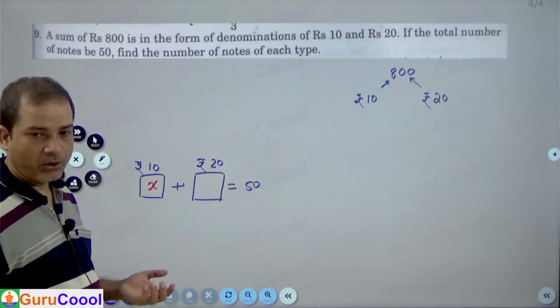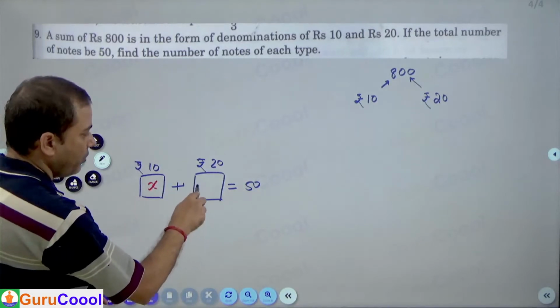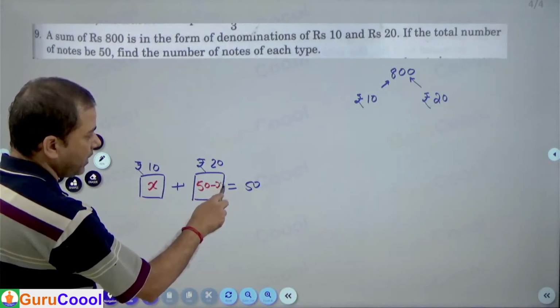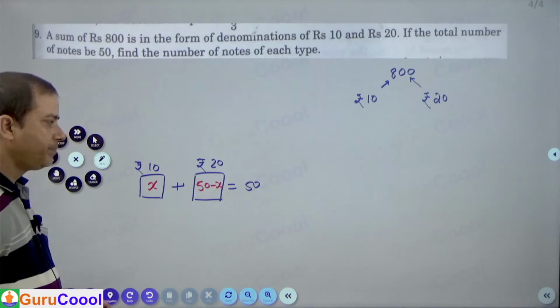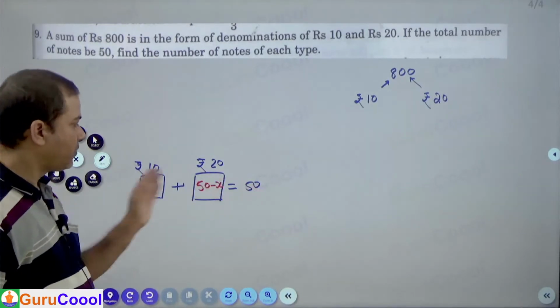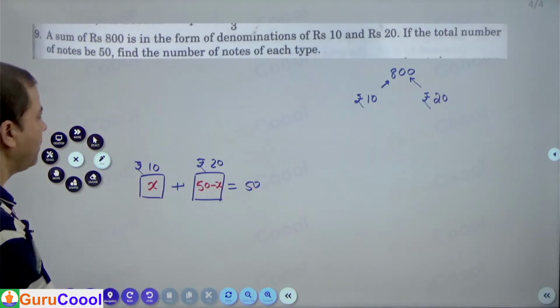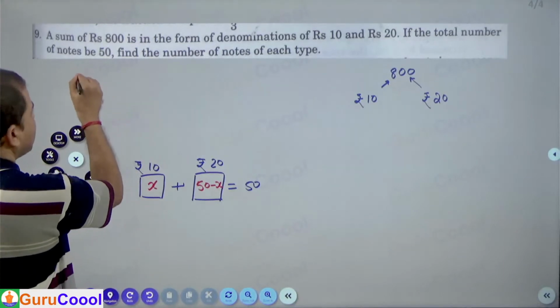So 50 minus x. We are using the same idea again and again. You are not able to answer. Total minus first is second. So easy. Okay, so let's make our assumption.